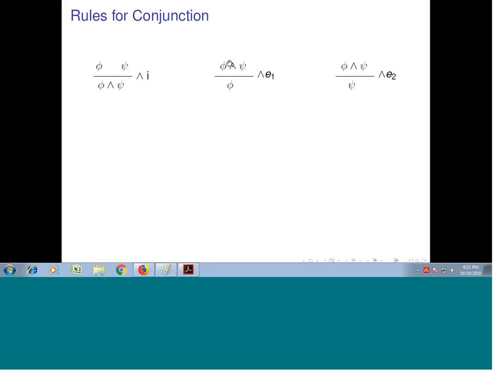Similarly, as you take the first thing, you can take the second thing. So if you take the first thing, I say and elimination one, E1, and elimination with the second item, E2. Clear? Very simple thing. If somewhere you find that somebody writes phi and psi, you can take any of them as a conclusion.